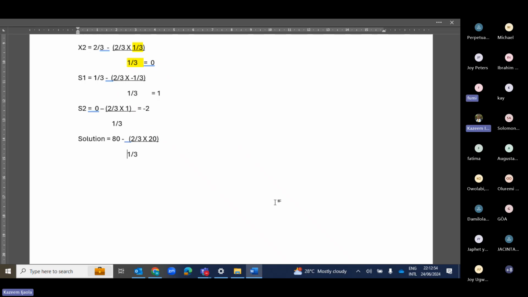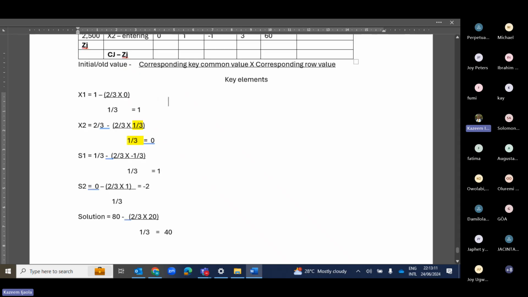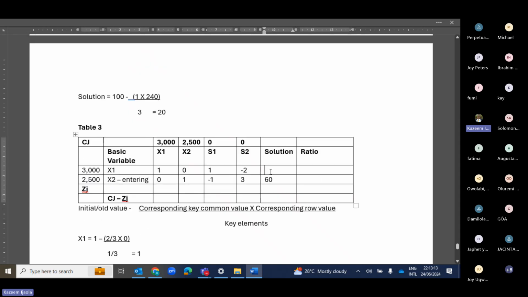So how much do we have, please? 40. How? 1 over 3, that's 3 times 20 is 60, Abi. 60 times 2, 120. 120 divided by 3, that's 40. 80 minus 40 is 40, correct? So we have 40 here.